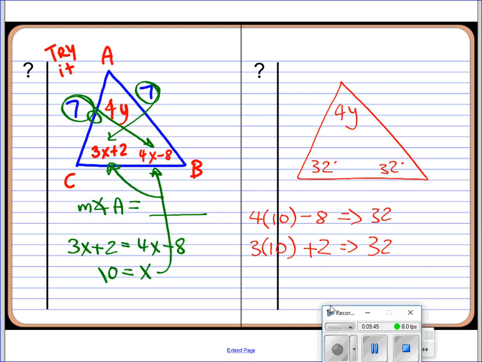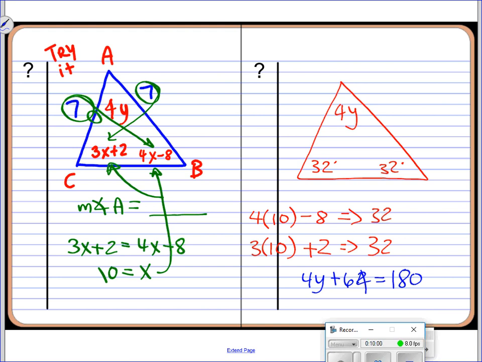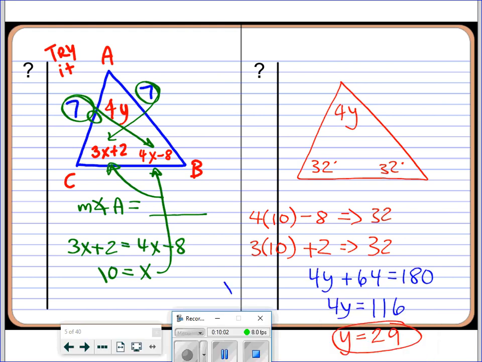I can simply write the triangle sum problem that says that 4y plus 64, that's both those angles added together now, is equal to 180. And so now it's just a matter of solving that. And there I have it. Y equals 29.